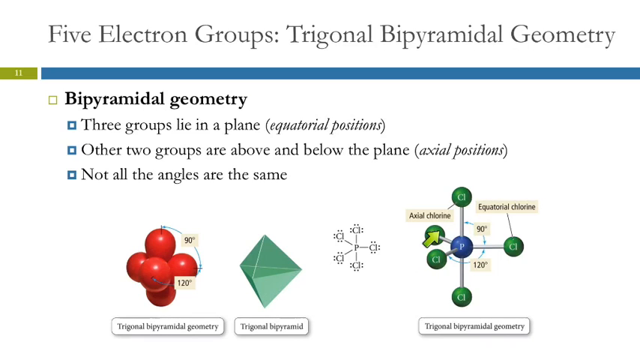So what we have is a 90-degree angle between the axial position and an equatorial position, but between the equatorials, it's 120. So this is called a trigonal bipyramid because it's 2 triangular pyramids stuck together, or 2 tetrahedrons, sort of. Okay, so we've got 3 groups lying in a plane, and the other are above and below. Questions?